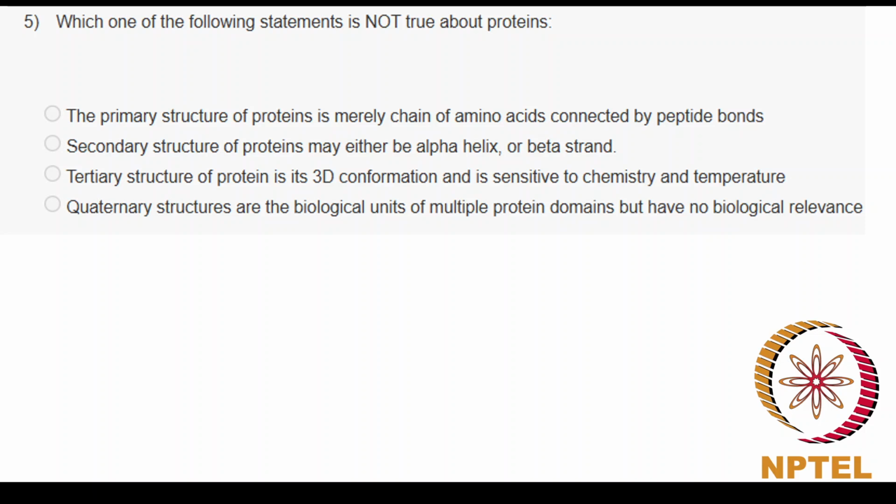The primary structure of proteins is merely a chain of amino acids connected by peptide bonds. Secondary structure of proteins may either be alpha helix or beta strands. Tertiary structure of protein is its 3D conformation and is sensitive to chemistry and temperature. Quaternary structures are the biological units of multiple protein domains but have no biological relevance. So, which one of the following statements is not true?